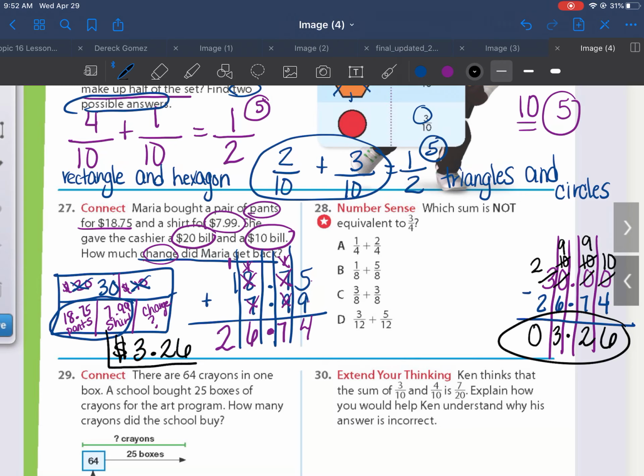So how much change will she get back? Maria's going to get back $3.26. That's her change.